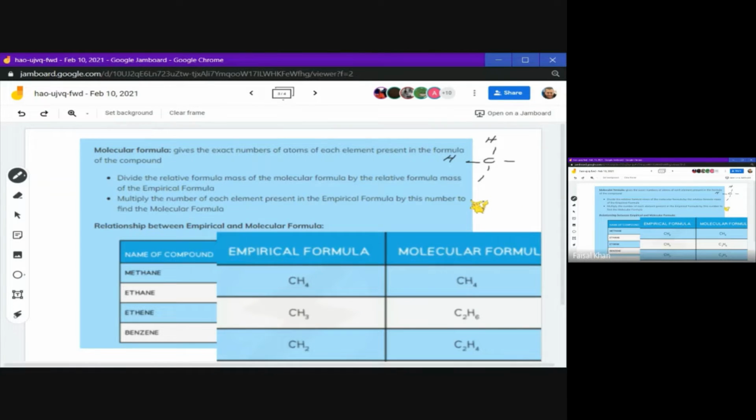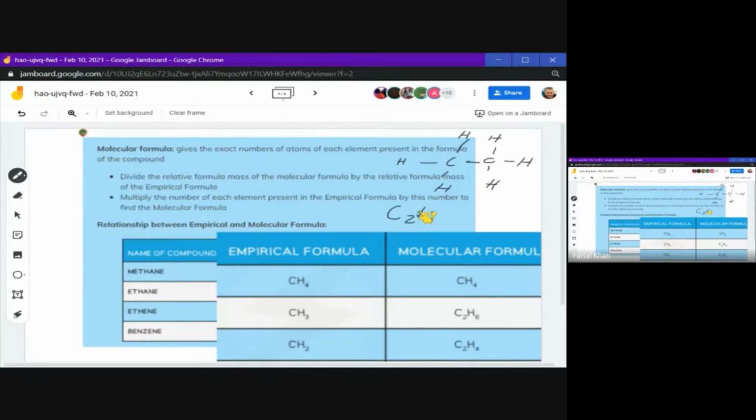Now we're going to go to ethane. Ethane is slightly different. Ethane is this. My writing is too fast for the computer. I'll try to write slowly. There we go. So that's ethane. The molecular formula for ethane is C2H6. Nothing revolutionary there.